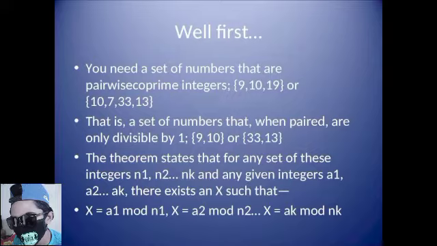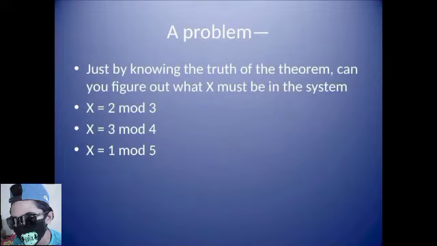So the theorem states, which is the Chinese remainder theorem, that for any set of these integers n1, n2, up to nk, and any given integers a1, a2, and so on until ak, there exists an x such that x equals a1 mod n1, x equals a2 mod n2, and x equals ak mod nk. So here is a sample problem.